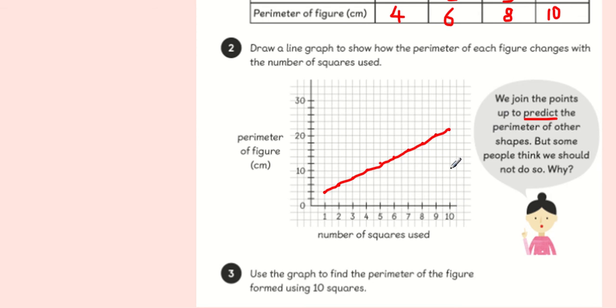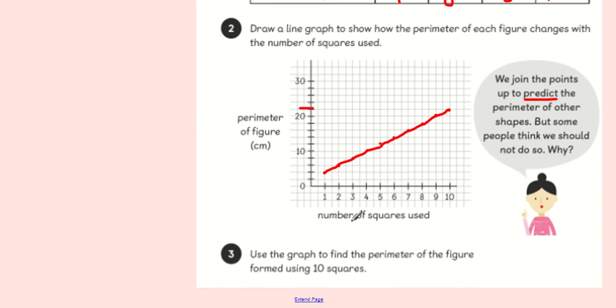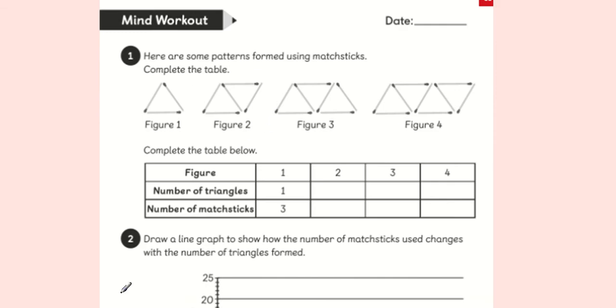We go up. And then we can go along. We come out here at 22. Okay? So we can predict that when we form the figure using 10 squares, the perimeter will be 22 centimetres. Okay, so well done if you had a go on your own and got those right. That's super. Now we're going to go on to our workbooks.